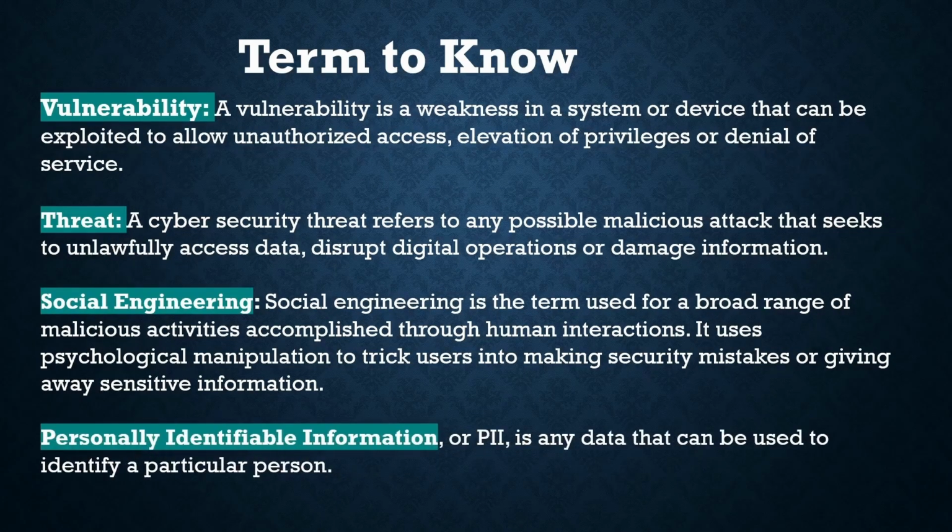Next is personally identifiable information, or PII. PII is any data that can be used to identify a particular person. We will see what information is included in PII, or personally identifiable information, in the upcoming slides.